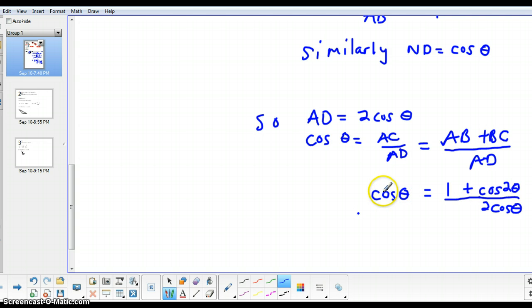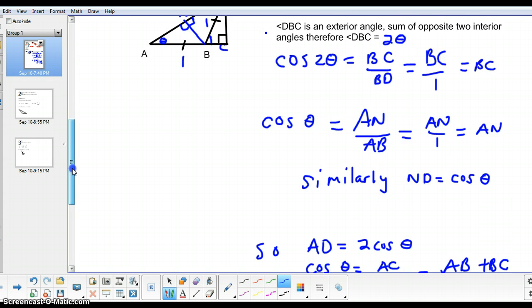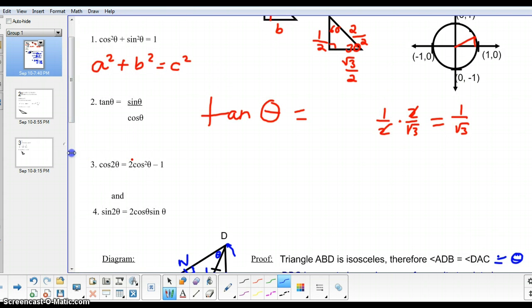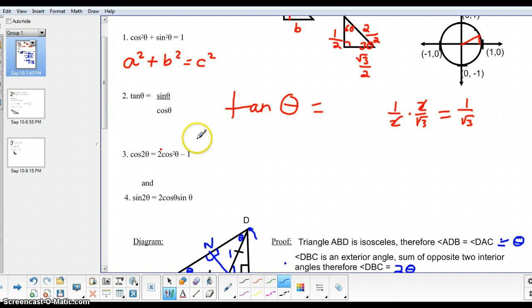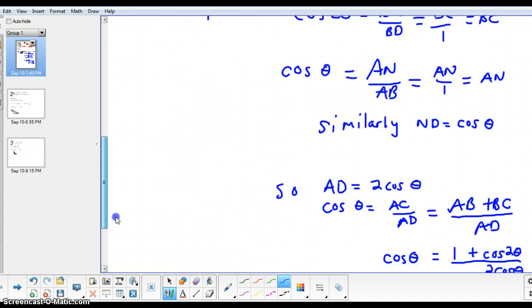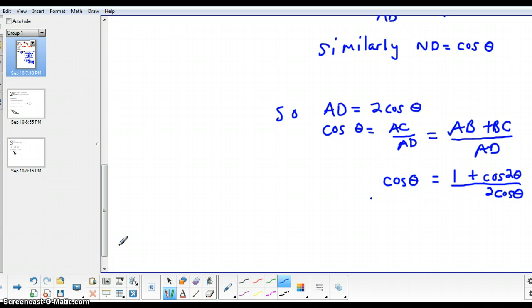Alright, so let's go back up and look at what we're solving for. We're trying to get our cosine 2 theta by itself, equal to 2 cosine squared theta minus 1. So think about how we're going to do that. We're trying to get cosine 2 theta by itself. We talked about rational expressions the other day, and the only way to isolate this is first to multiply both sides by 2 cosine theta. So let's go ahead and do that.